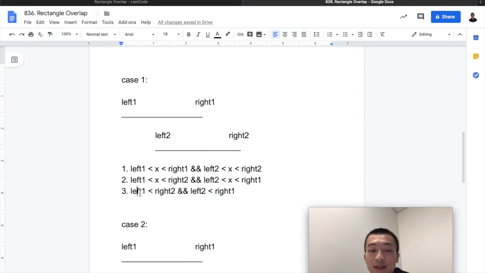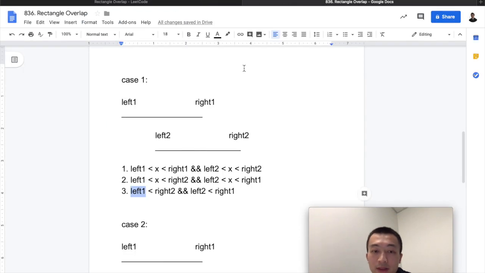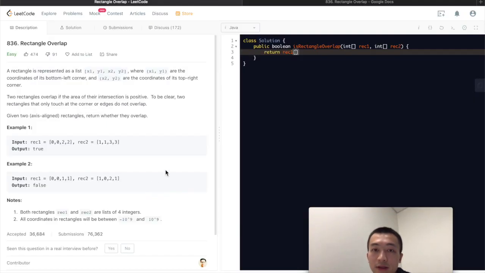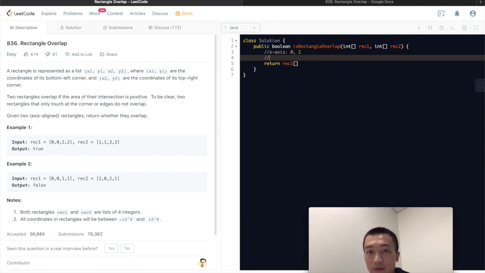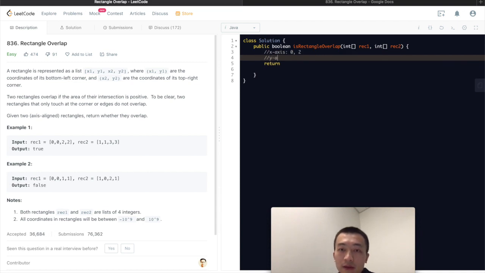All right, with that said, let's see. Left 1, right 2. Let's just put return rec 1. Rec 1 is left 1. Which one is left? Let's consider the x-axis. The x-axis is going to be at indexes 0 and 2, right? So that is the x-axis. Then for the y-axis, it's going to be 1 and 3.